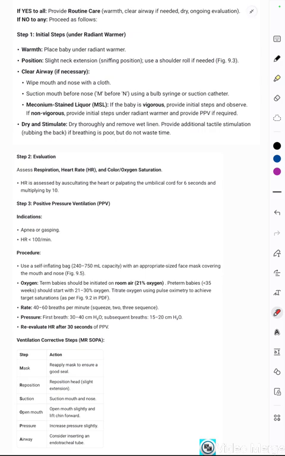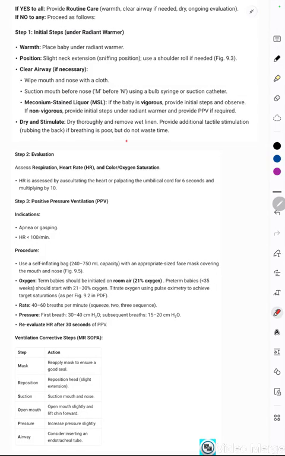Then we have to dry the baby and stimulate. Tactile stimulation from the back or flicking of the toes should be done. The way in which it is done is called DSPS, that is drying, stimulation, then positioning and suction.